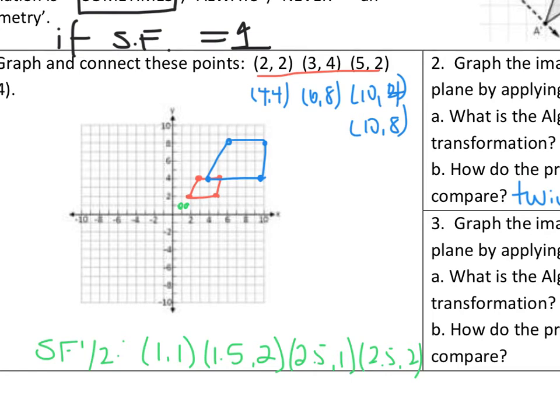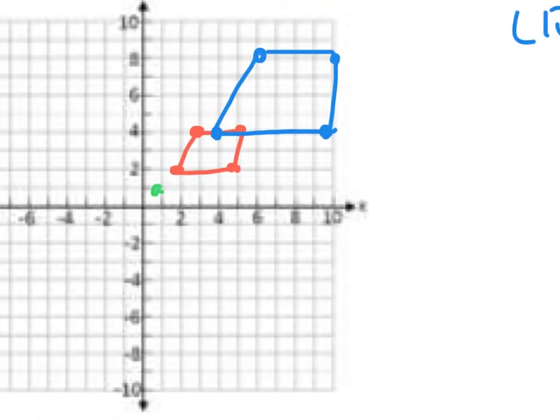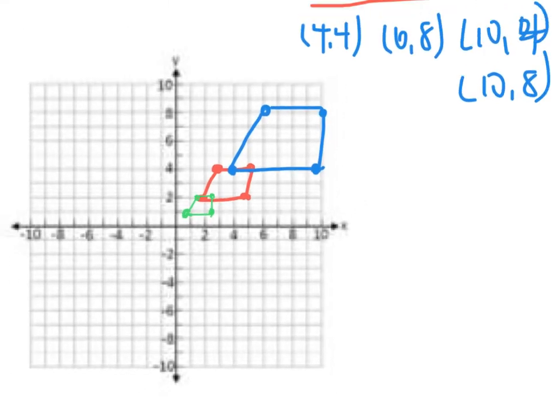Okay, so we graphed (1, 1). So let me just erase those points right there because they're not working. So we are going to graph (1, 1), which is right about there. And then I'll make this a little bigger so I can see it. Then the next one is (1.5, 2). Then (2.5, 1) and (2.5, 2). So clearly we got a dilation that was smaller.